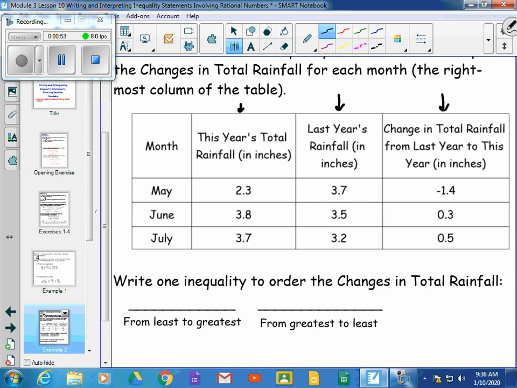So we can see that May has a change of negative 1.4. What that means is it rained 1.4 inches less in May this year than the year before. June was 0.3. That means it rained 0.3 inches more this year than it did last year. And July was 0.5. Means it rained 0.5 inches more this year than last year in the month of July.